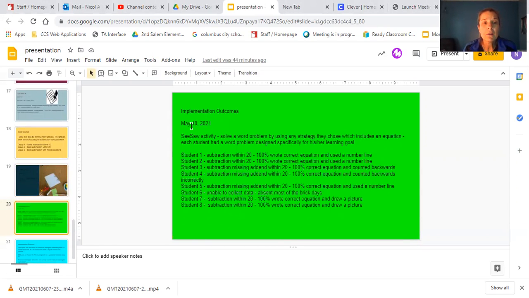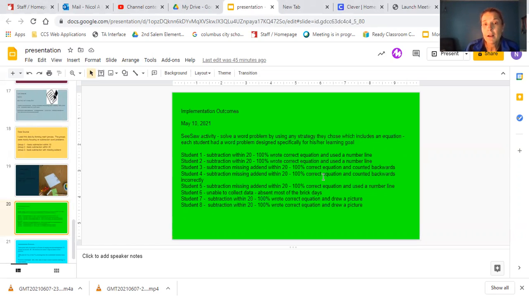Here are my outcomes. They did a Seesaw activity, and I did differentiation by picking a problem that they would be successful at, but yet challenging. Students 1 and 2 did subtraction within 20. They wrote the equation the right way, and they both used a number line for their strategy. Student 3 and student 4 did subtraction with a missing addend within 20.